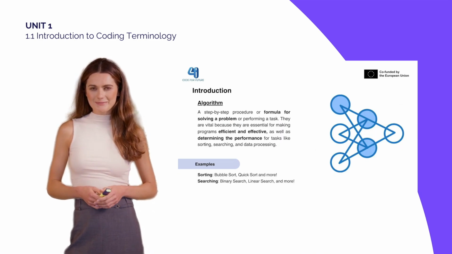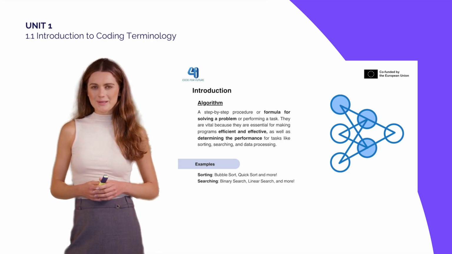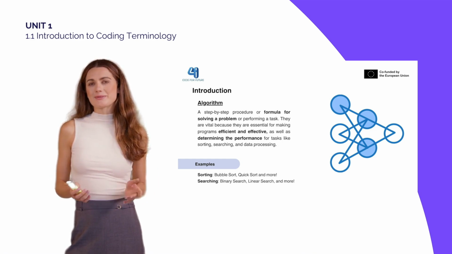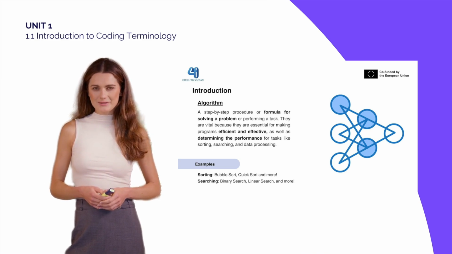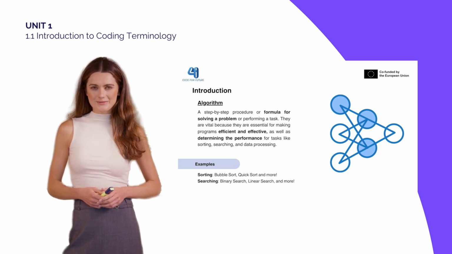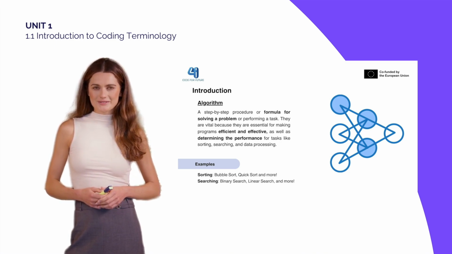We've now covered the basics of programming, but how do computers actually solve problems efficiently? This is where algorithms come in. What is an algorithm? An algorithm is a step-by-step procedure or formula for solving a problem or performing a task. It ensures that programs run efficiently and effectively. Think of an algorithm like a recipe. It gives clear steps to follow in the correct order to achieve a result.